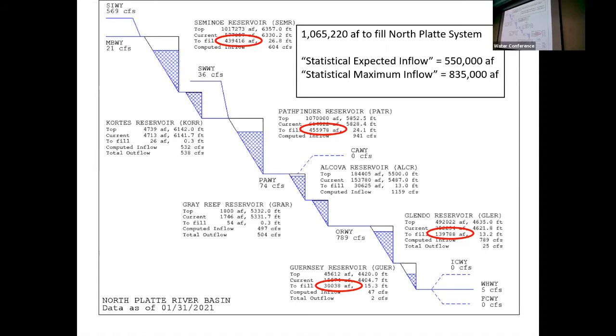From a report put out by the Bureau, their annual North Platte water supply outlook, they put it out monthly. The last month, their statistical expected inflow was only 550,000, and their statistical maximum inflow was 835,000. So even if they were to get their statistical maximum inflow of 835,000, that would still not fill the reservoirs in Wyoming.